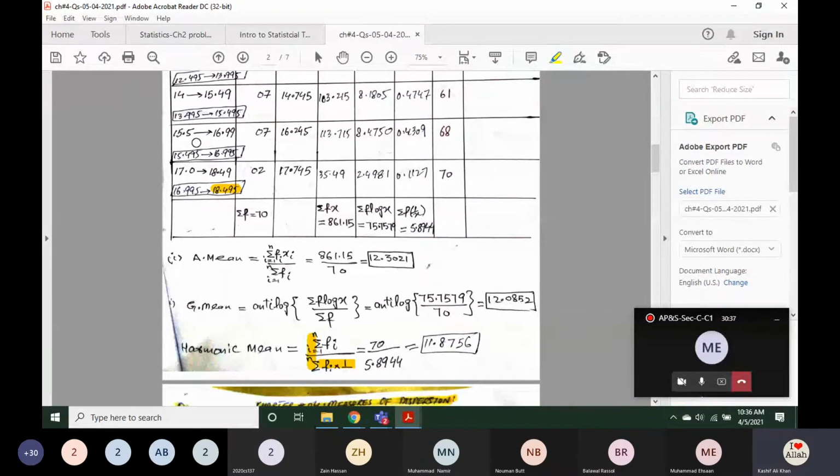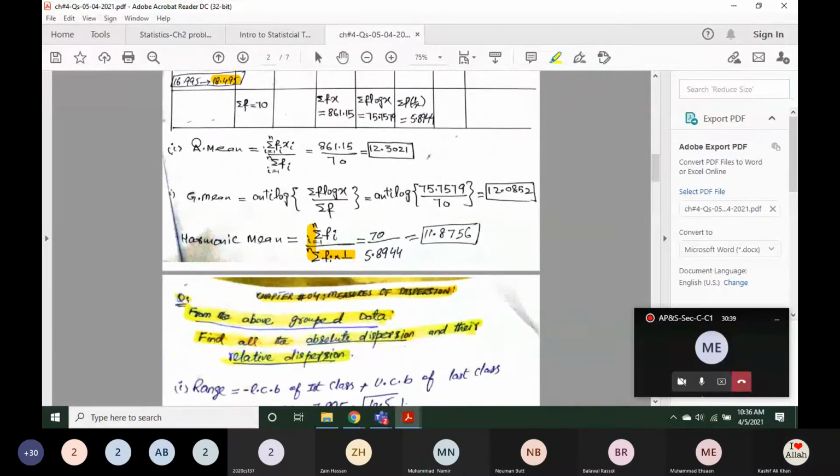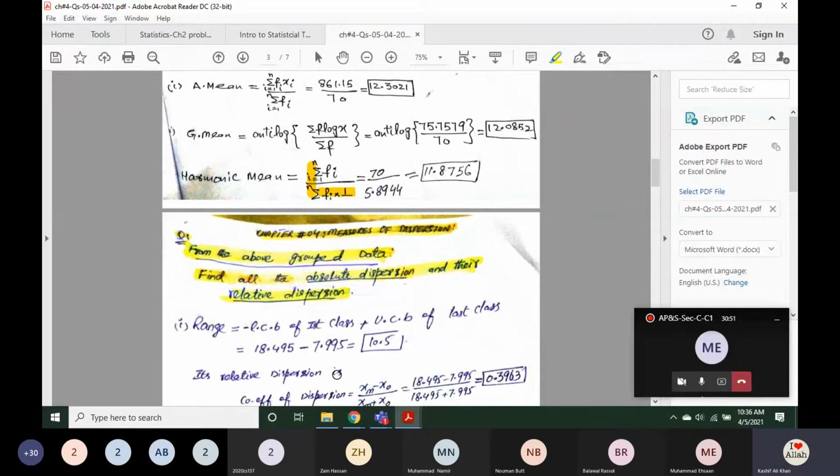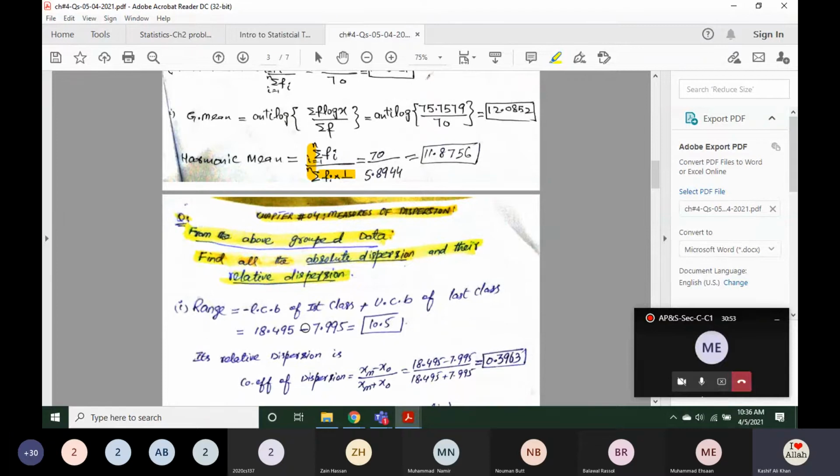18.495 minus 7.995. So that means the range will be 10.5. That is basically the absolute dispersion. But noted that range only depends upon the extreme values, so that's why it is not a good measure of dispersion.